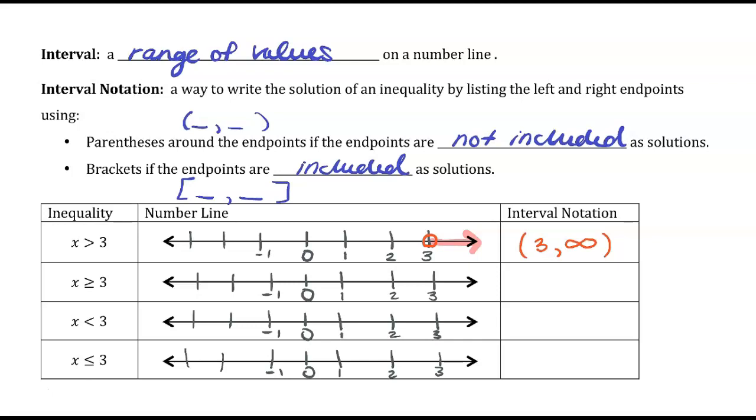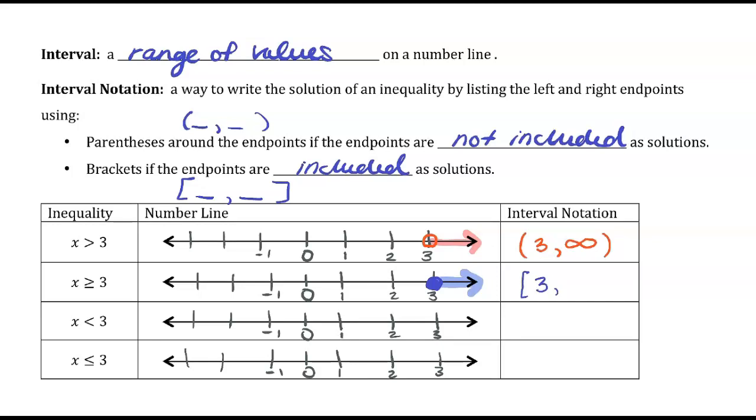Now we have x is greater than or equal to 3. Again, my endpoint here is 3, and I want all values that are to the right of 3. But this time, it's okay that x is equal to 3 because my inequality says that our solutions can be greater than or equal to 3. So I will color in the endpoint. In interval notation this time, I will use a bracket because 3 is included in my interval.